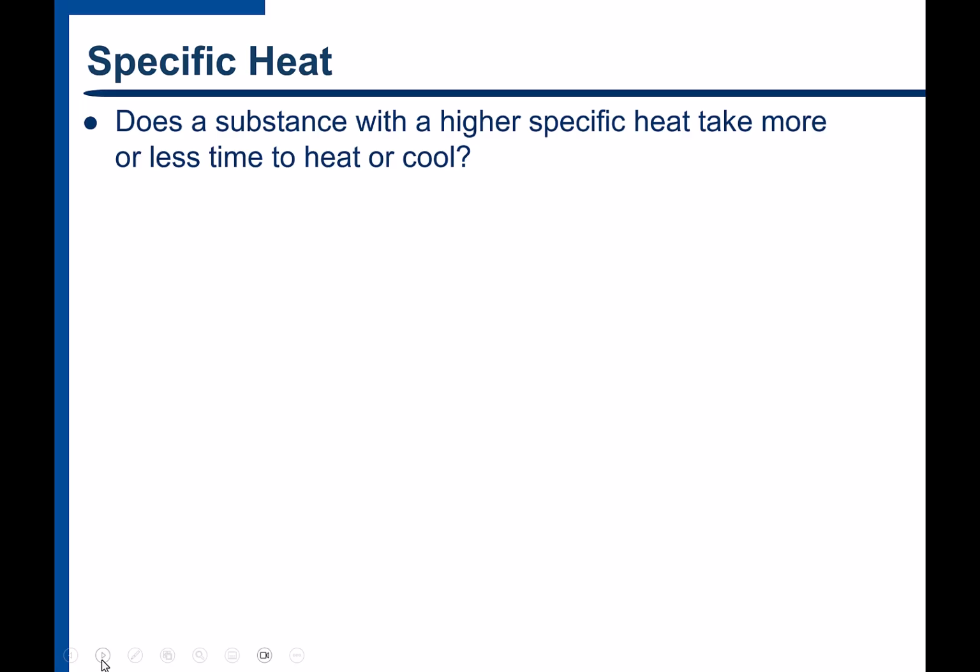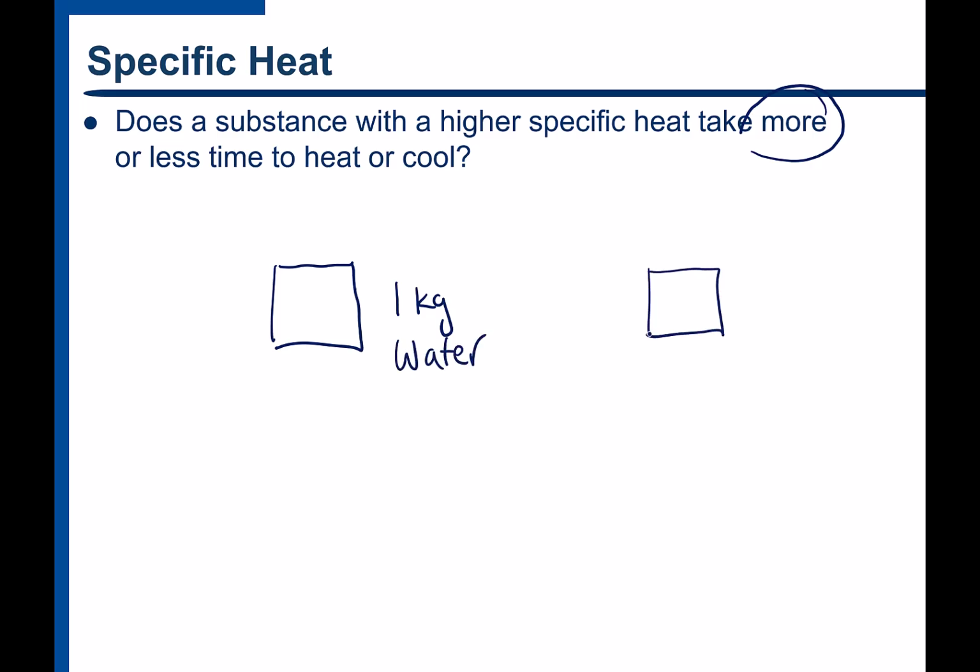So let's look at an example of that. Does a substance with a higher specific heat capacity take more or less time to cool down? Well, I think you can probably guess that the idea is that if the specific heat capacity is higher, it takes more time to cool down. And let's just think of an example. Let's say that I have 1 kilogram of water, and I also have 1 kilogram of iron. So I've got a block of metal, and I've got, let's say a cup filled with water.